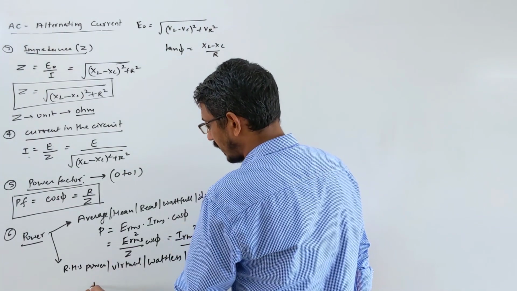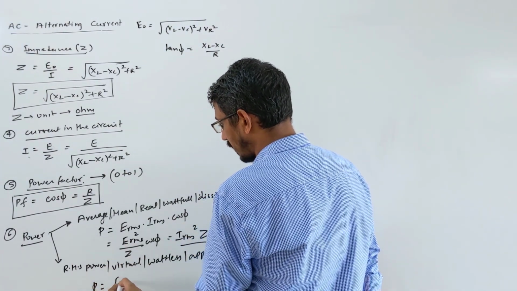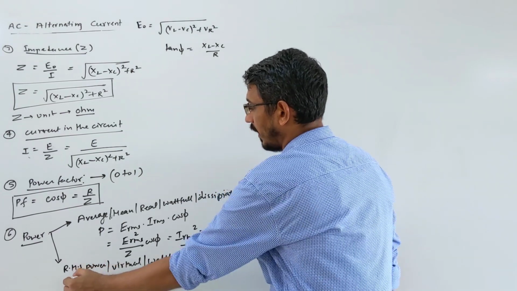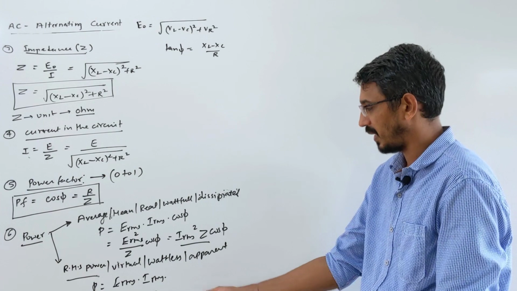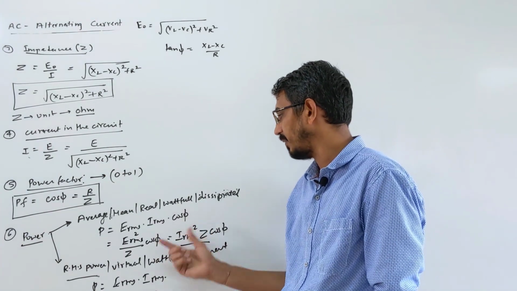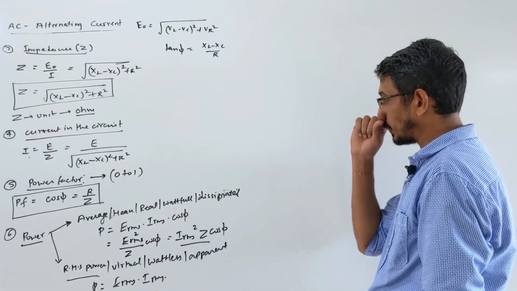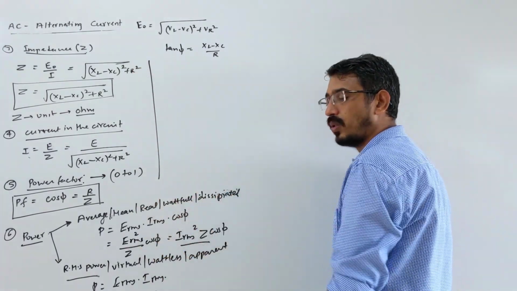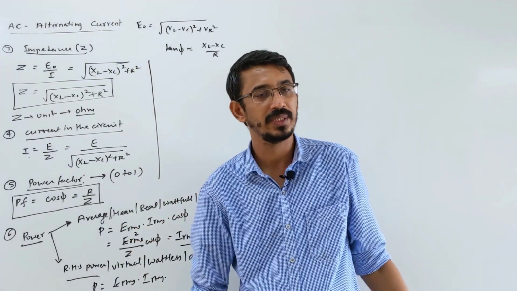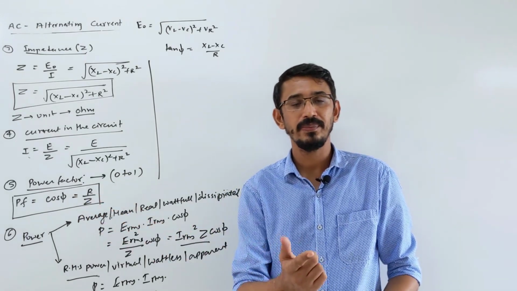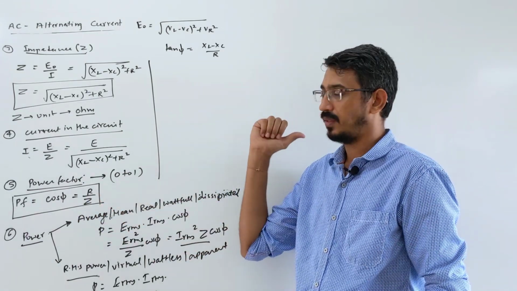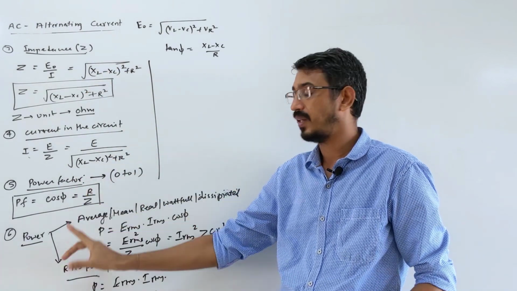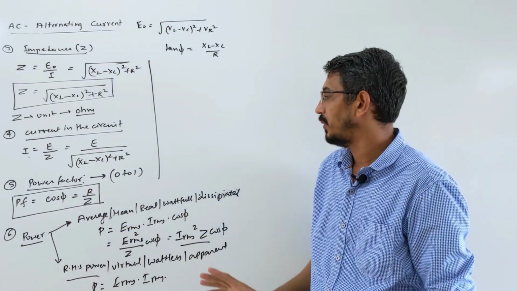So here how do you write? Just write E RMS into I RMS. That's called your RMS power. Sometimes they can ask you, not always. This is the main thing we have. So now, formula wise, we have done all the things. Six things are there in this topic: net voltage drop, net phase difference, then impedance, current, power factor, and power.